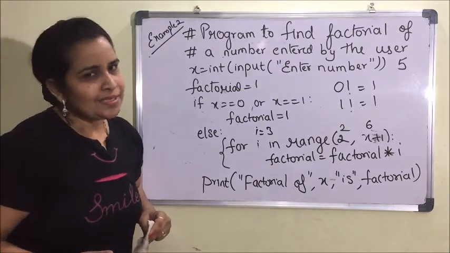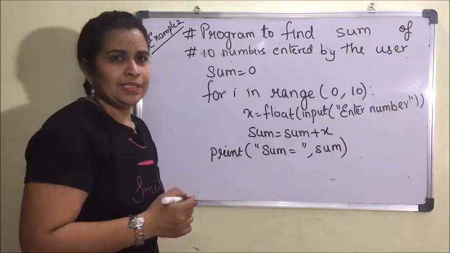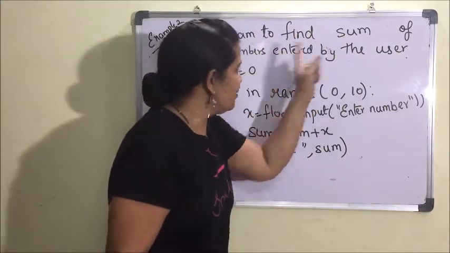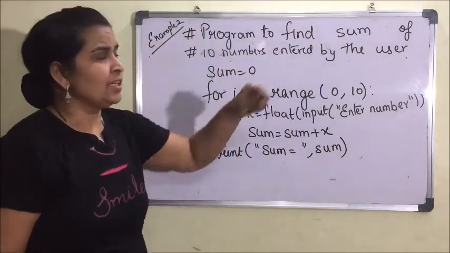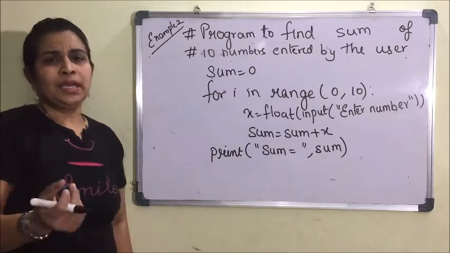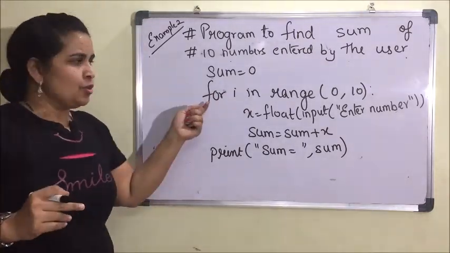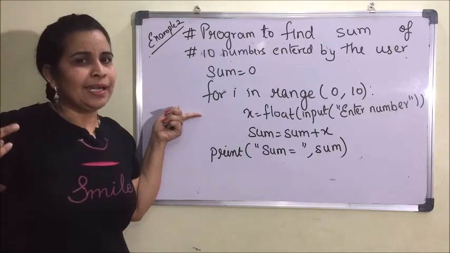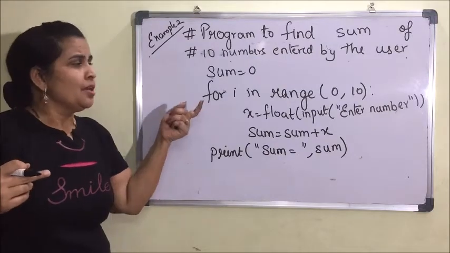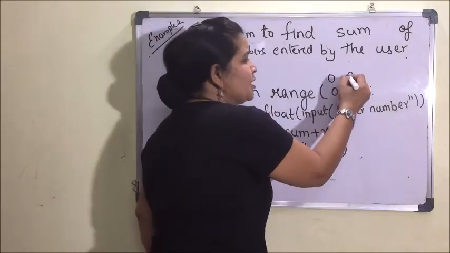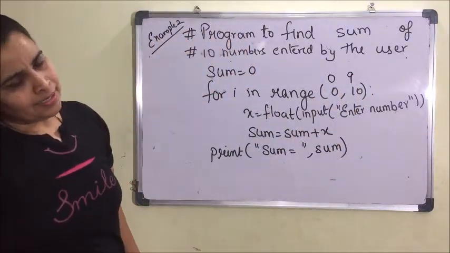Now we will move to the second example. This is a program to find the sum of 10 numbers entered by the user. So we have to take 10 numbers as input from the user. We will use a for loop which should execute 10 times. How will it execute 10 times? If we start from 0 to 10, it will execute from 0 to 9, that is 10 times.